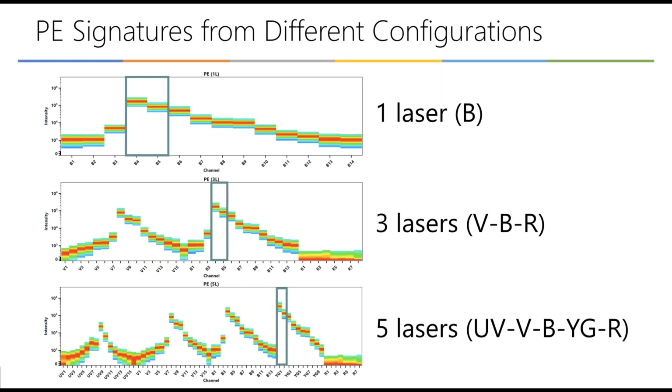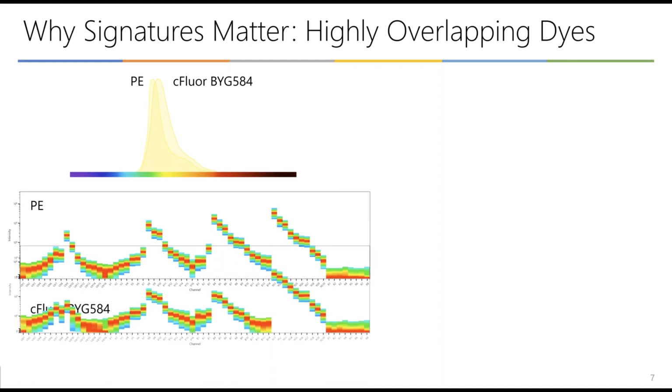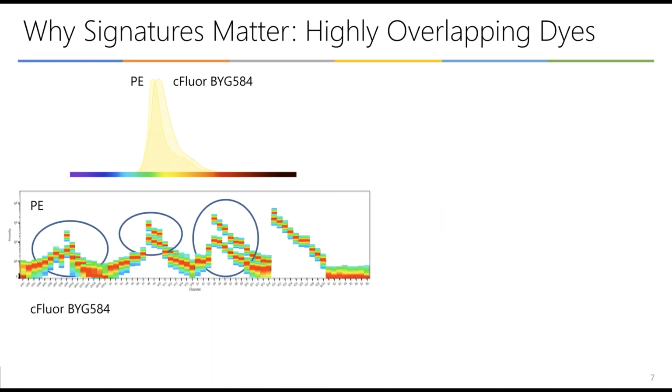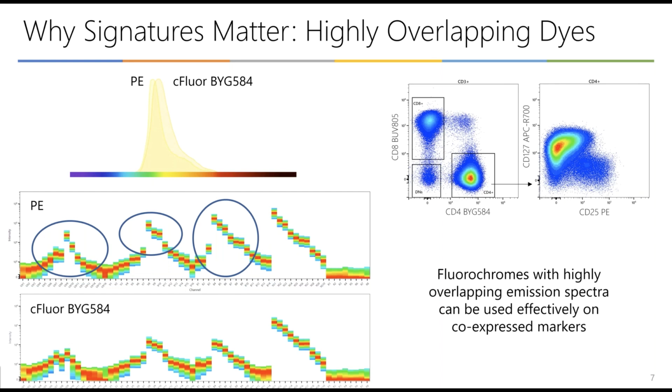are no longer limited to using just one fluor in one bandpass detector. We can use highly overlapping dyes and still resolve our populations of interest. For example, take PE and the new Cytek C fluor BYG584. These fluors have highly overlapping spectra, and if assessed on a conventional cytometer, would be incompatible in a multicolor panel. But when we look at their spectral fingerprints, we find that there are a number of areas in which they are different. And this difference enables us to spectrally unmix them and use them in the same multicolor panel, and with very careful panel design considerations, even use them on co-expressed markers.